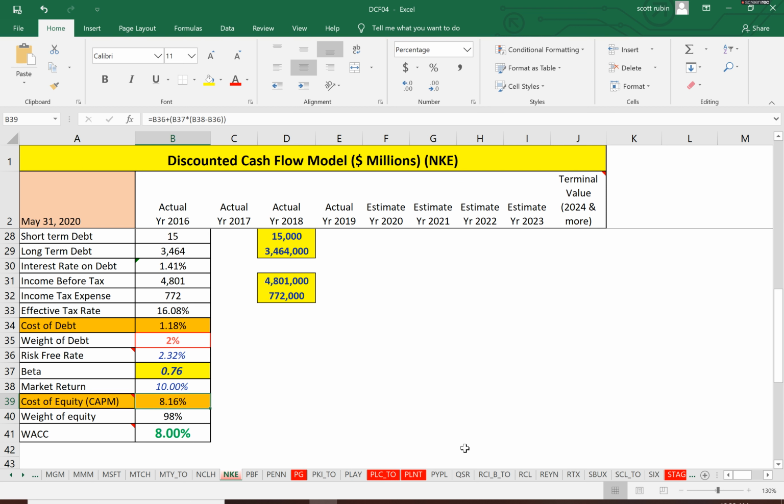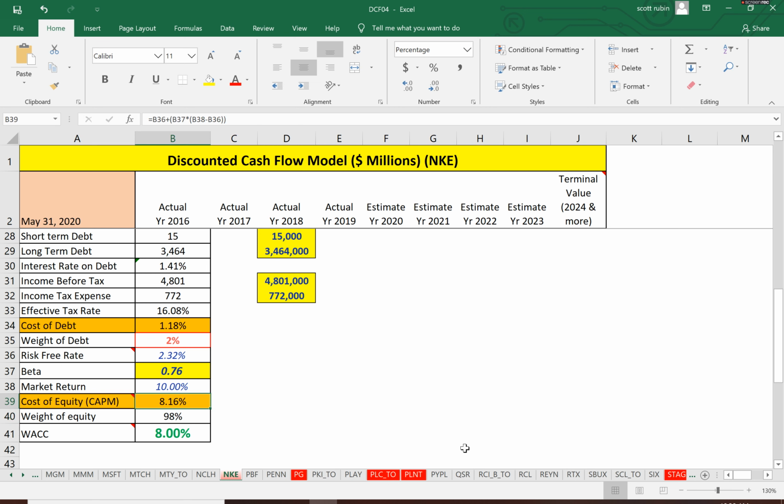So the cost of equity is 8%, and cost of debt is 1%. So equity has a higher return than debt because equity is riskier. In the event of a default, debt holders are paid before equity holders. So debt holders take on less risk, they get less reward. Equity holders take on more risk, they get more reward.